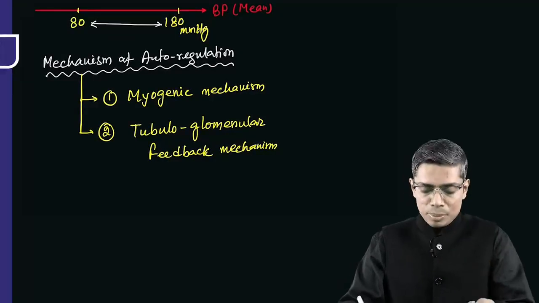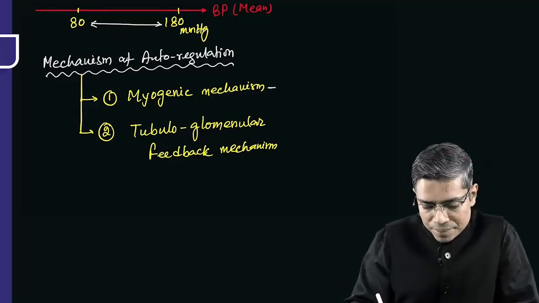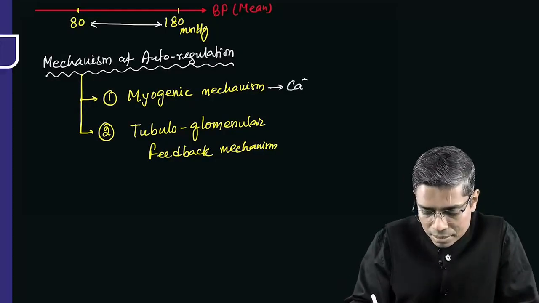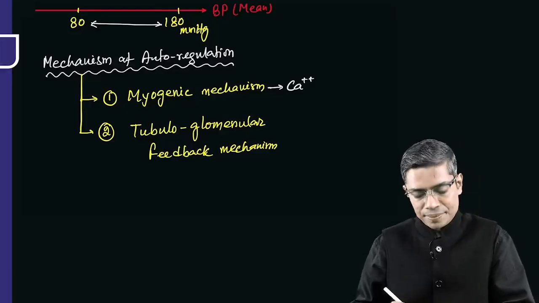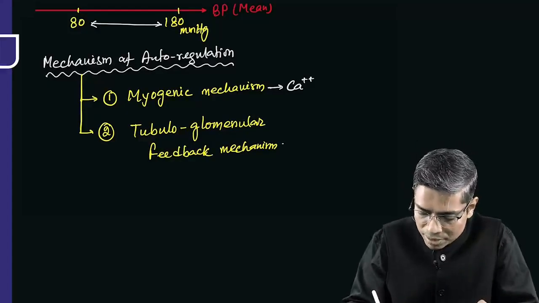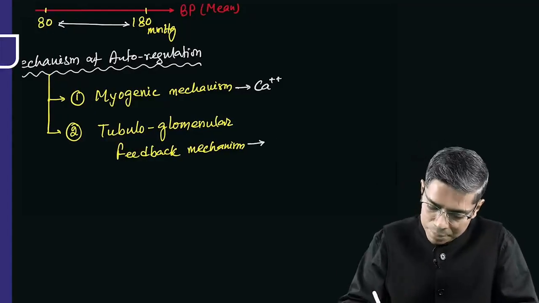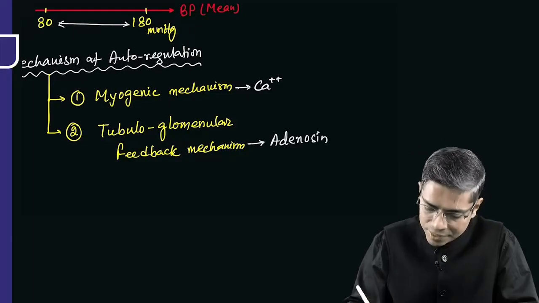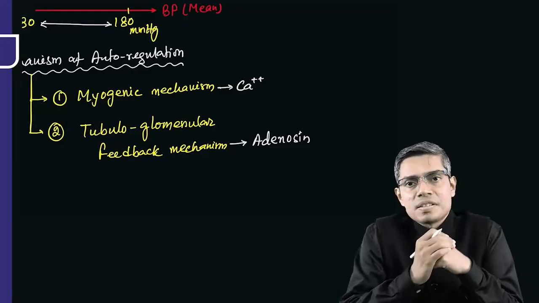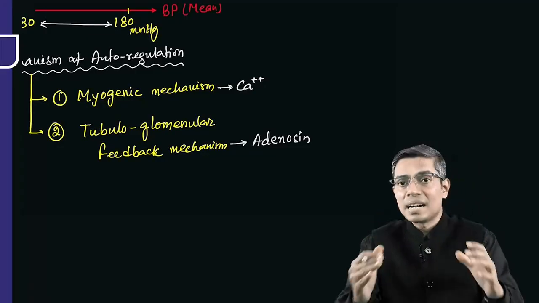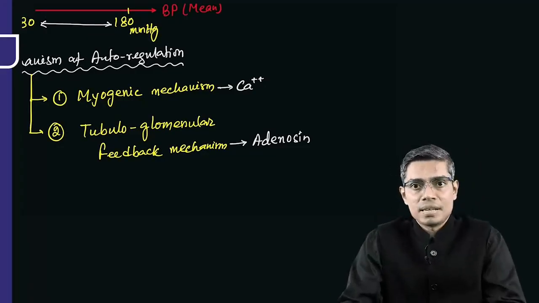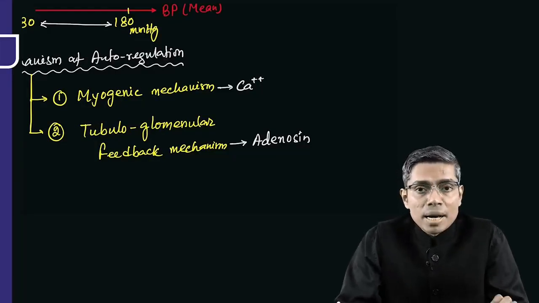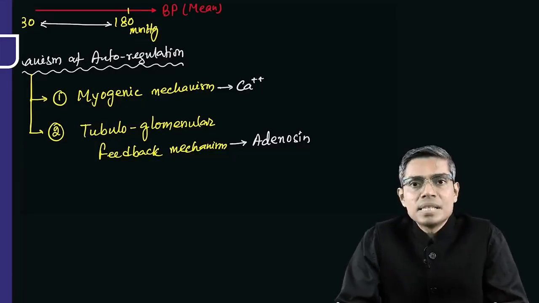For the time being, remember that the myogenic mechanism is mediated through calcium, and the tubulo-glomerular feedback mechanism is mediated through a substance known as adenosine. Both have been asked in the AIIMS entrance examination. That's why you have to remember at least the mediator of each mechanism, even if you don't remember the detailed version of the mechanism. The mediator of the myogenic mechanism is calcium, and the mediator of tubulo-glomerular feedback is adenosine.